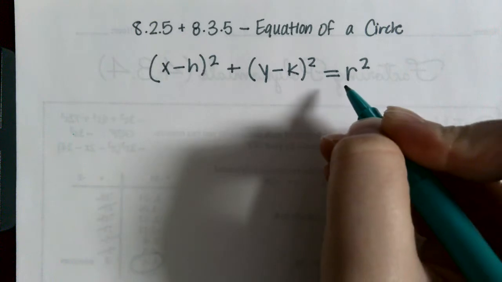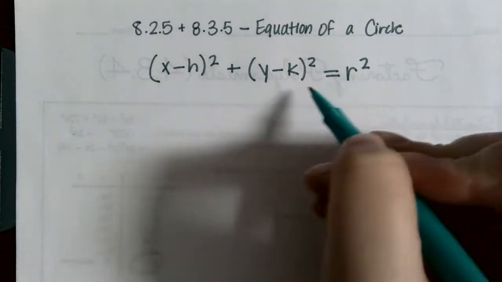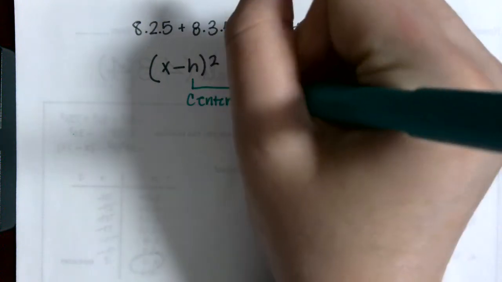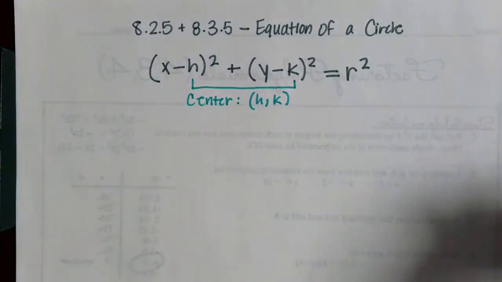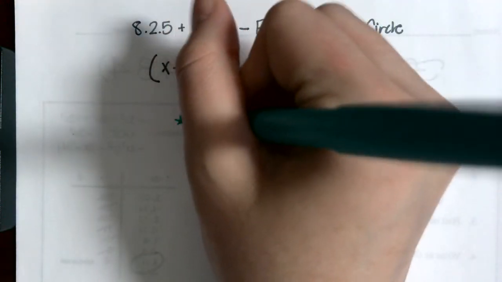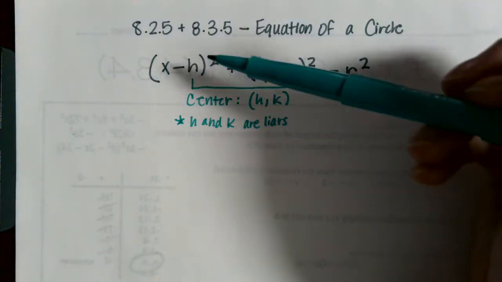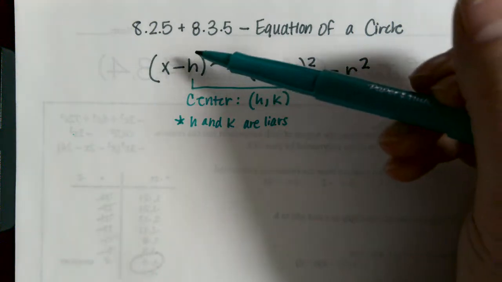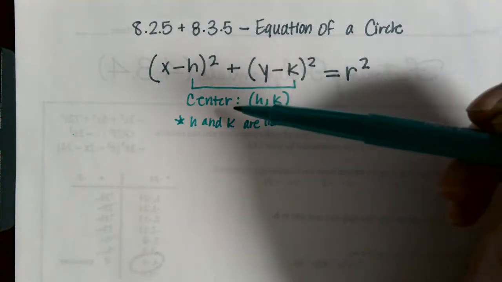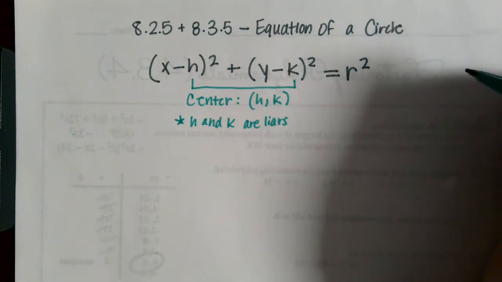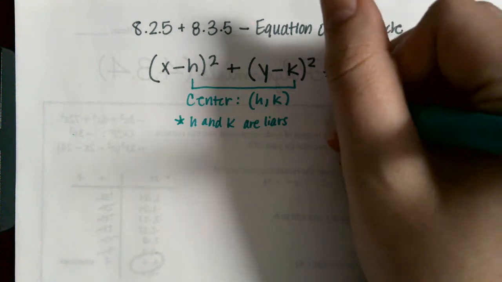In this equation, this is a generic form. x and y stay the same, but h, k, and r are numbers. h and k is our center, but it is important to know that h and k are liars. What that means is that they are the opposite of what they look like. So in the equation, if it was like minus 4 and minus 4, the center would be plus 4 and plus 4. And then r is just our radius.